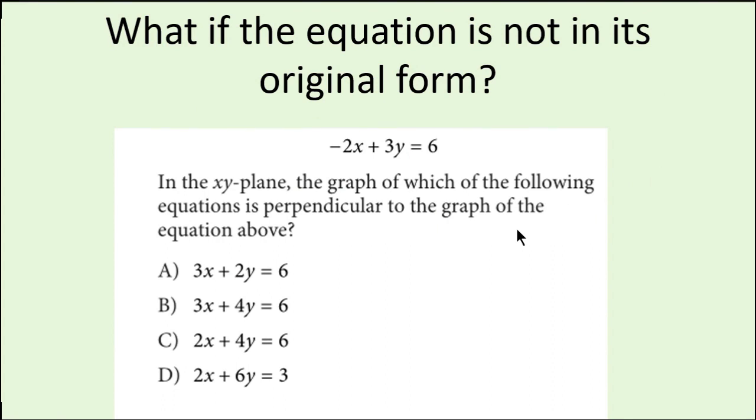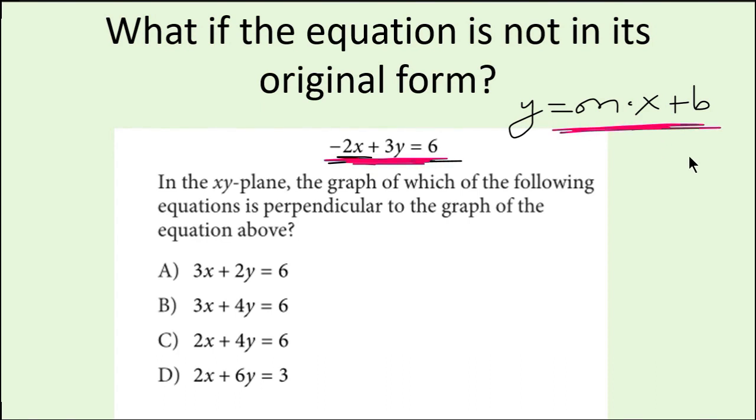Now, what if the equation is not in its original form? So we see here there is something different. The equation of a line that we have covered has a form y is equal to m times x plus b. Well, what is this then? Don't be afraid in such cases. What we need to do in order to find the perpendicular line to some line of this equation is first convert this to the original form y is equal to mx plus b.